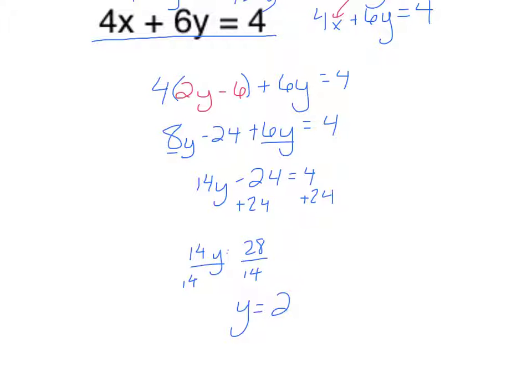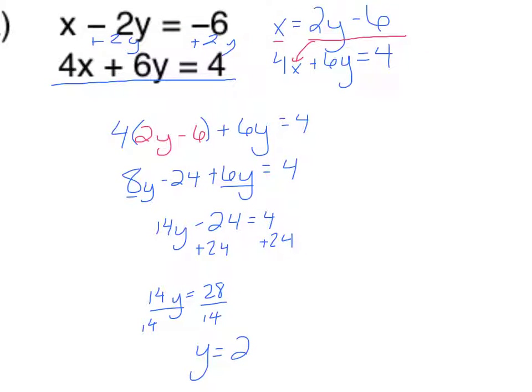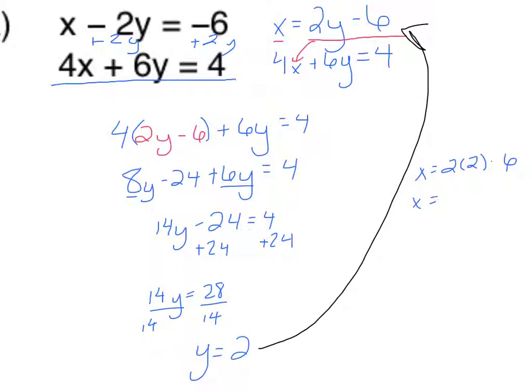And then once again, we've already got x isolated in a formula up top. So I'm going to take this y value and plug it in where x is isolated. So it's going to be x equals 2 times 2 minus 6. X equals 4 minus 6. X is equal to negative 2.